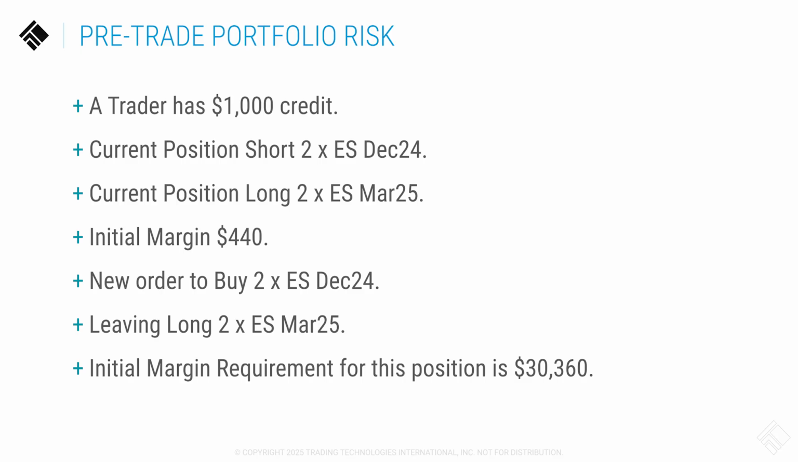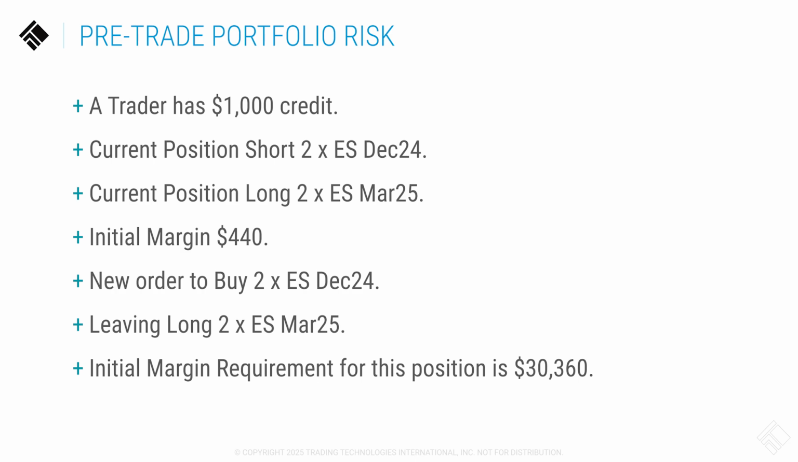So the worst case scenario is where the trader is filled on the buy orders, which would see an outright long position remaining, in this case, the S&P March 25 contracts. The initial margin requirement for this position would be 30,360. As the trader has a credit limit of 1,000, the buy order for the ES 24-2 lot would be rejected.